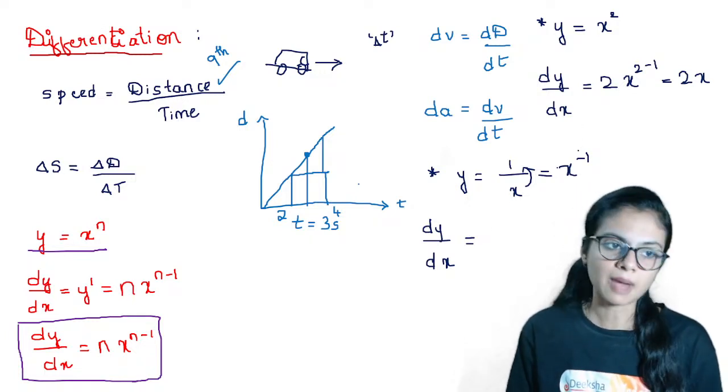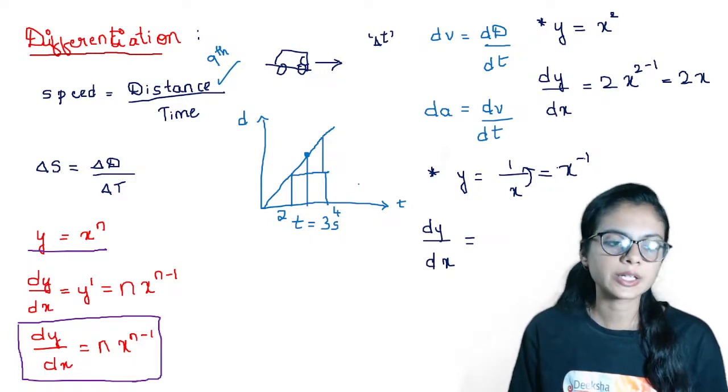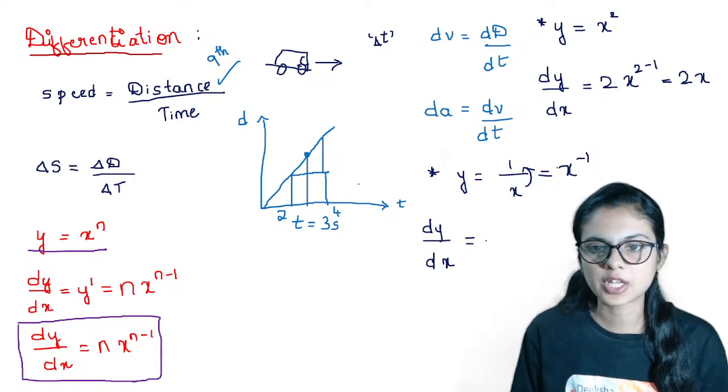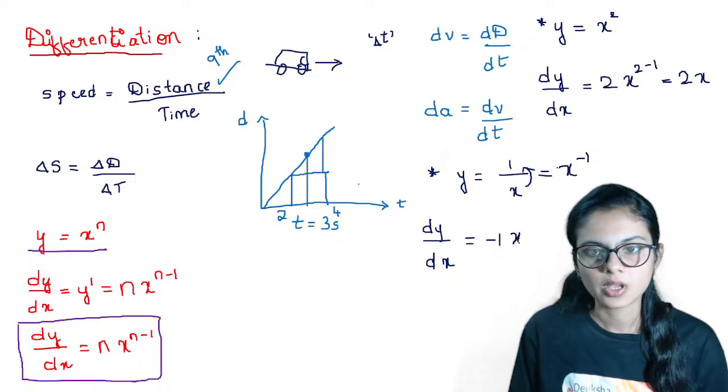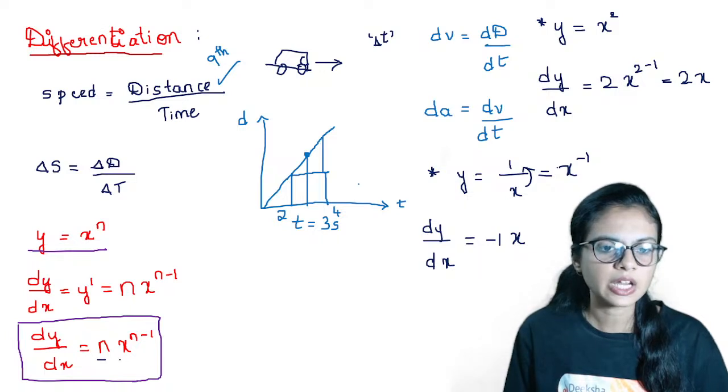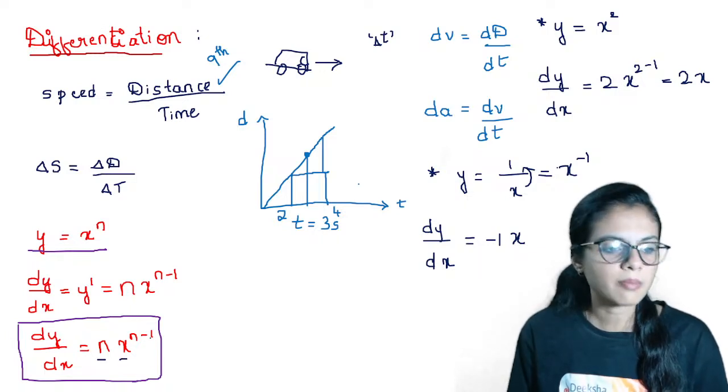Okay, so x power minus 1. So what is n here? N is minus 1. So I'll just keep it here. After that, I should write the x as the formula says, n into x power n minus 1.